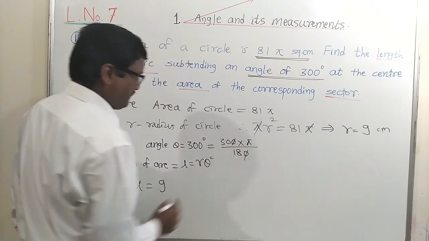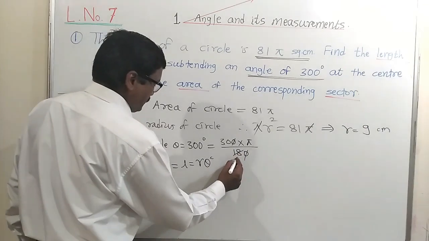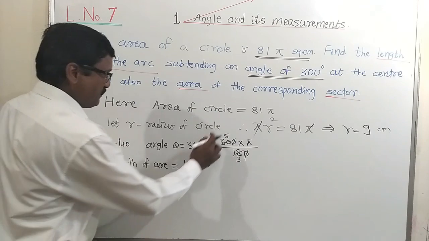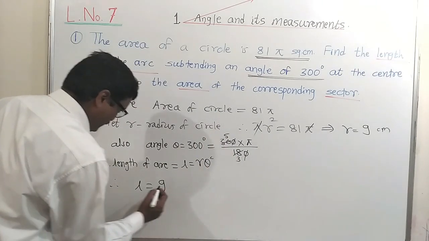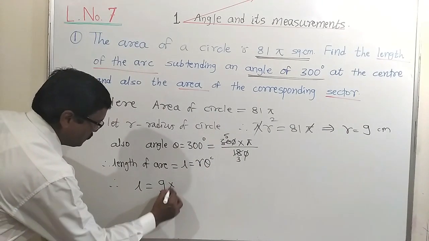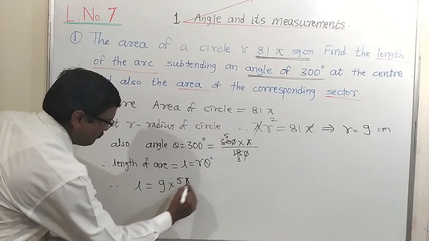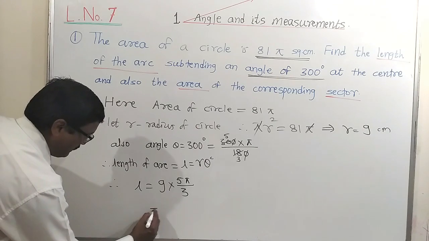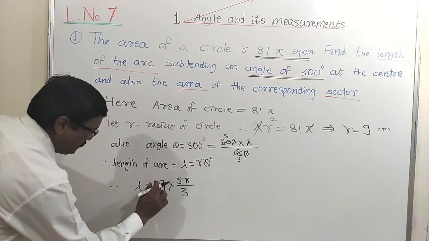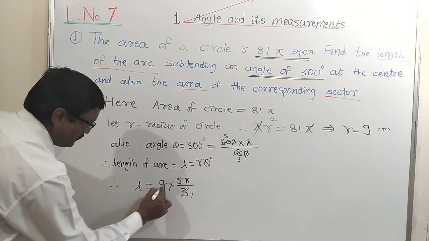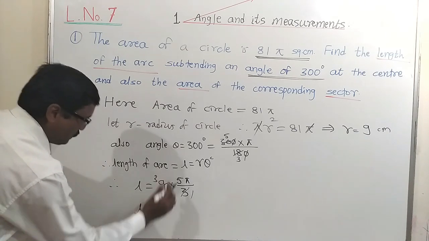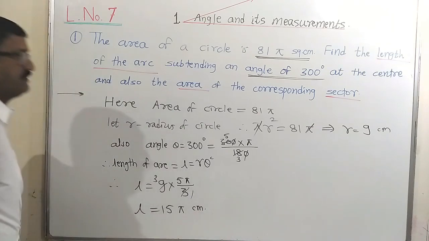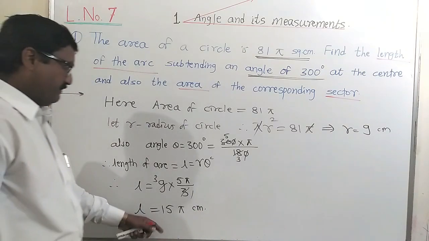Here the zeros get cancelled. 6 3s are 18, 6 5s are 30. So 5 pi by 3. So here L is equal to 9 into 5 pi by 3. Again cancelling 3, here we get L is equal to 3 into 5. 3 ones are 3 and 3 3s are 9. 3 into 5, that is 15 pi. So the length of the arc will be 15 pi.